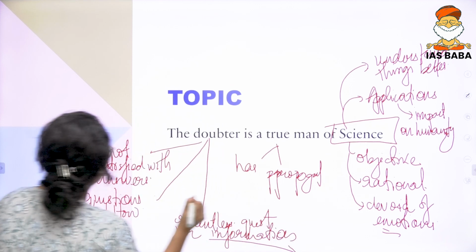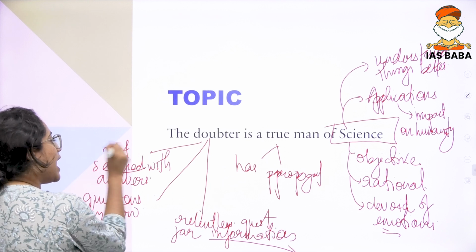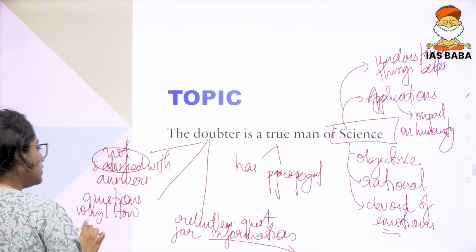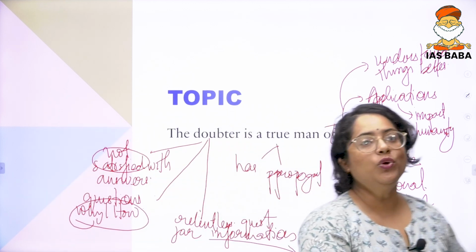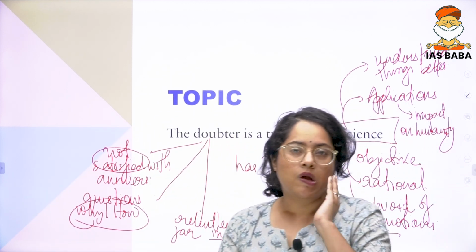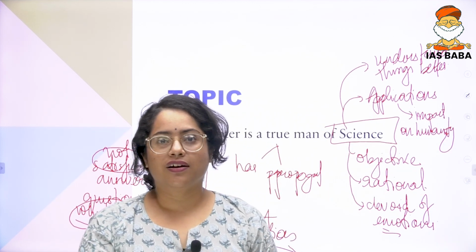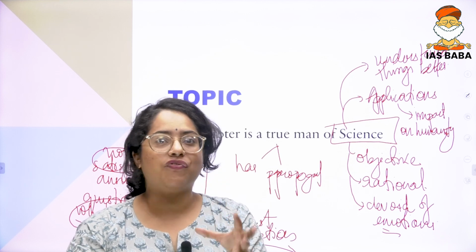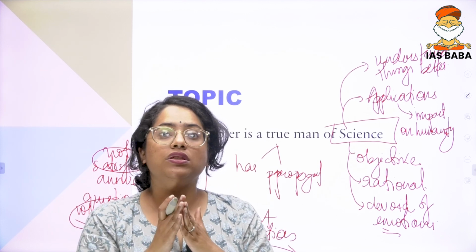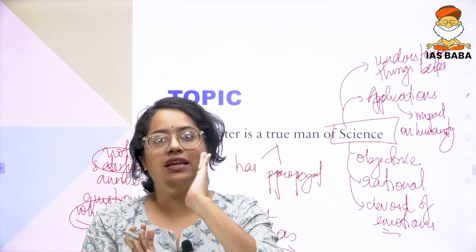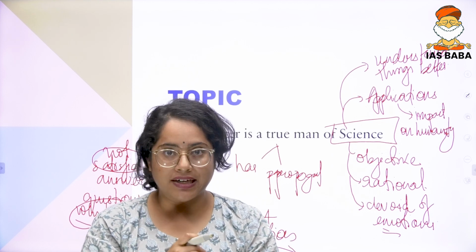So, as information, there is not satisfied with answers. There is questioning generally why and how. So, when you have someone that is a doubter, even if he is not the creator of the science, he poses the right questions that can drive science to a direction.